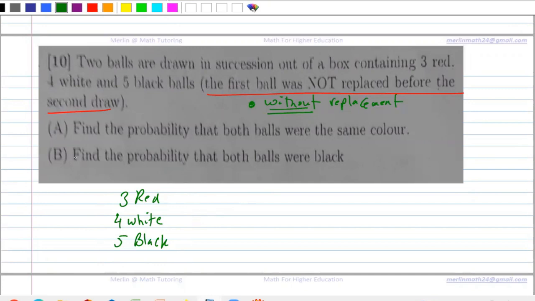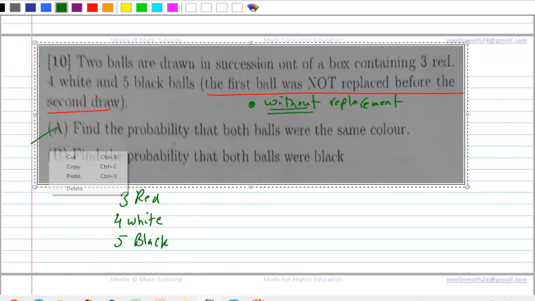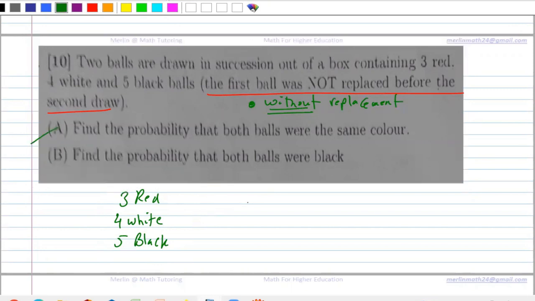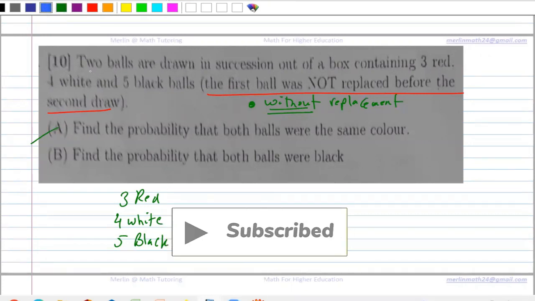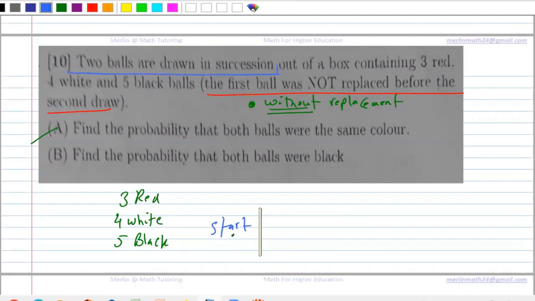Anyhow, what do you do now? Find the probability that both balls were. So what's going on with the selection? This is a probability tree. So this is the start. Now you are selecting two balls drawn in succession. You are selecting one ball and then another ball, but you keep the first ball in hand, not replaced. So this is a tree probability.